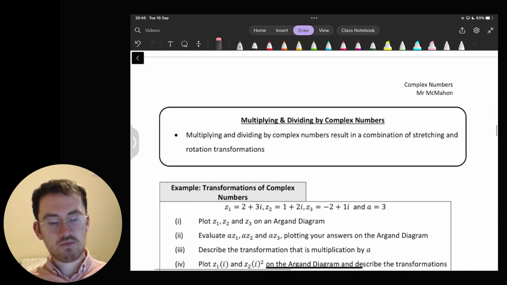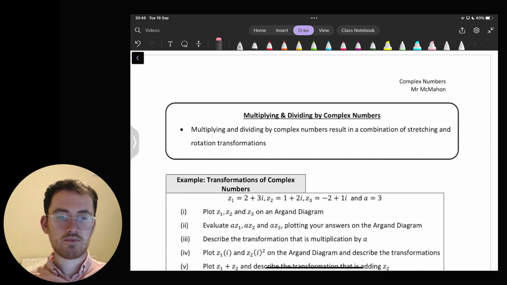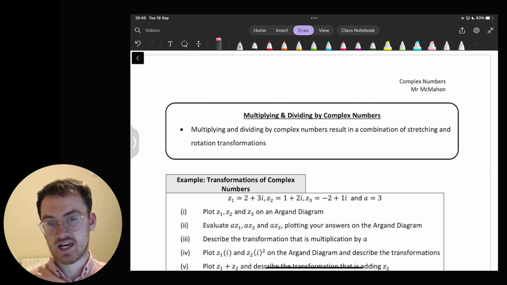Okay, and multiplying and dividing by complex numbers, so by the whole complex number, is going to result in a combination of these transformations that we've looked at. So we're going to end up with different varieties of these transformations. And it just depends on what the complex number is that we have multiplied by, I suppose.